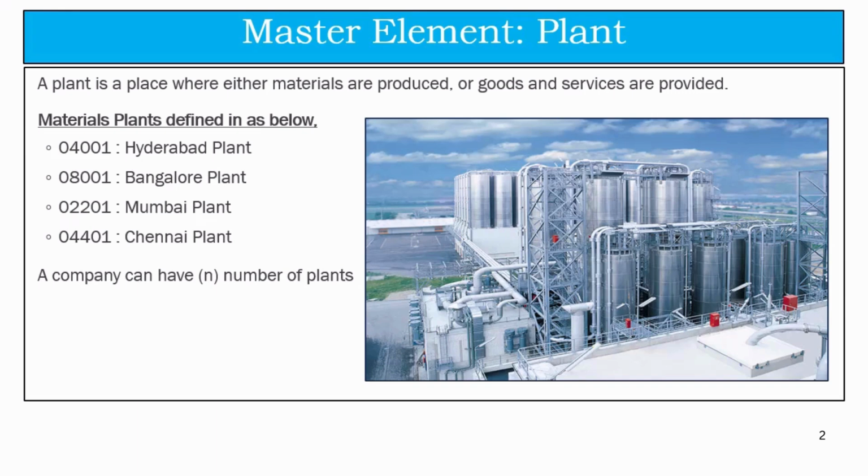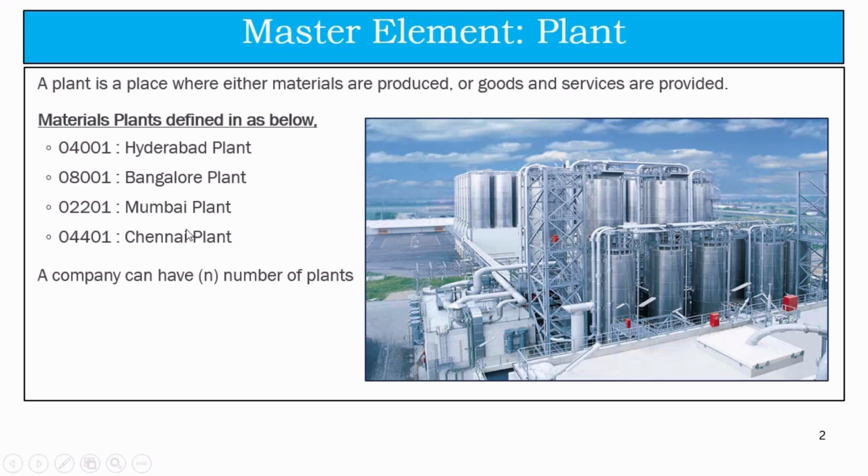Plant is a place where either materials are produced or goods and services are produced. Once you're going to make an organizational structure, not necessarily that you need to have a plant. You can have your trading, you're just buying a product and selling it. So where you do this activity will be considered as plant. In this case we are taking an example of a manufacturing company, so you will have to have a plant.